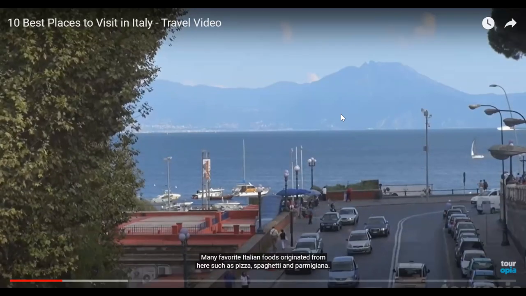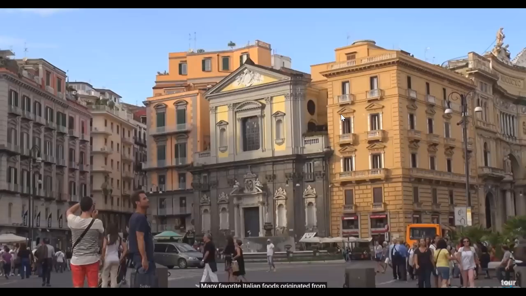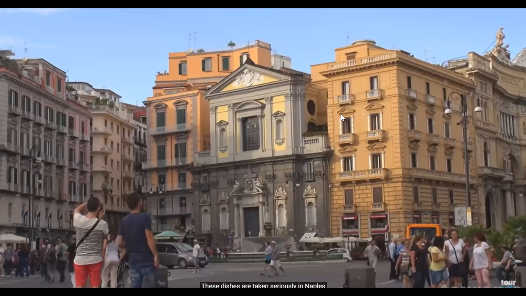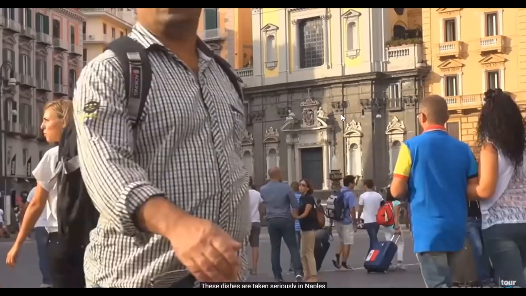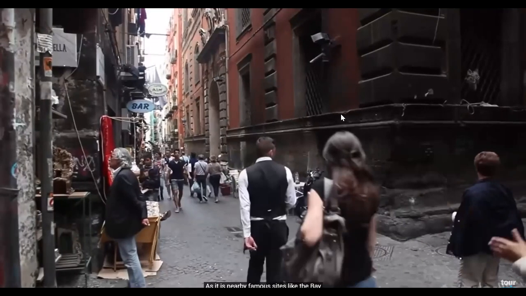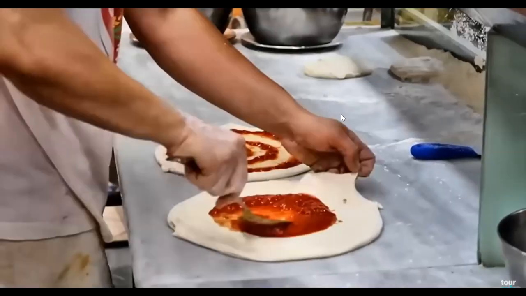Many favorite Italian foods originated from here, such as pizza, spaghetti, and parmigiana. These dishes are taken seriously in Naples and usually feature fresh, locally grown ingredients. As it is near famous sites like the Bay of Naples and Pompeii, Naples presents an ideal base to stay while exploring the area.